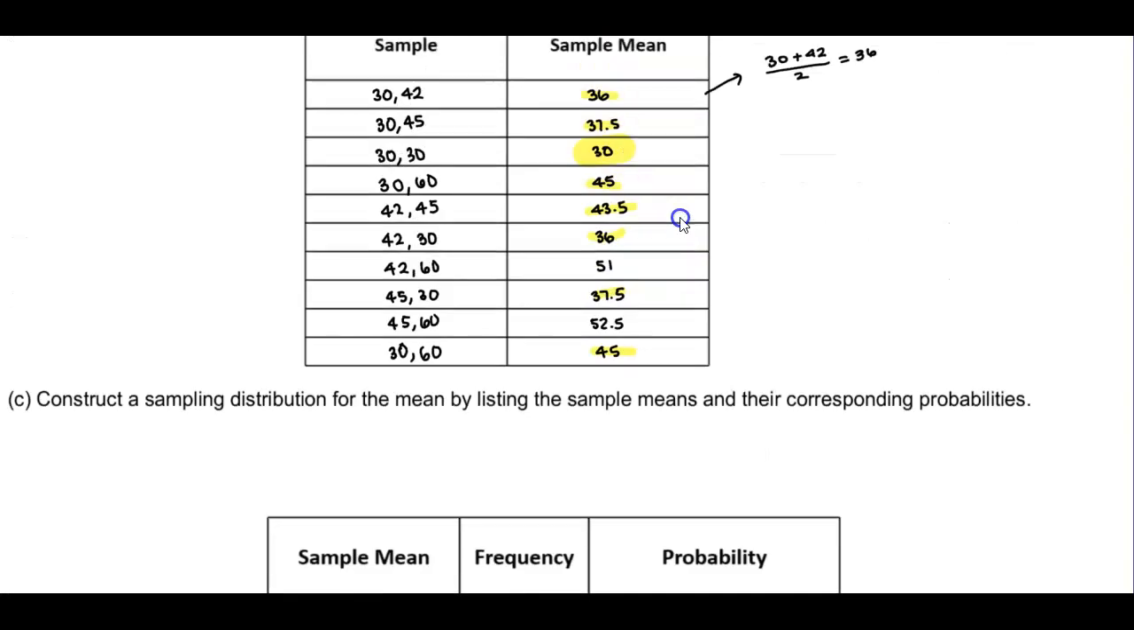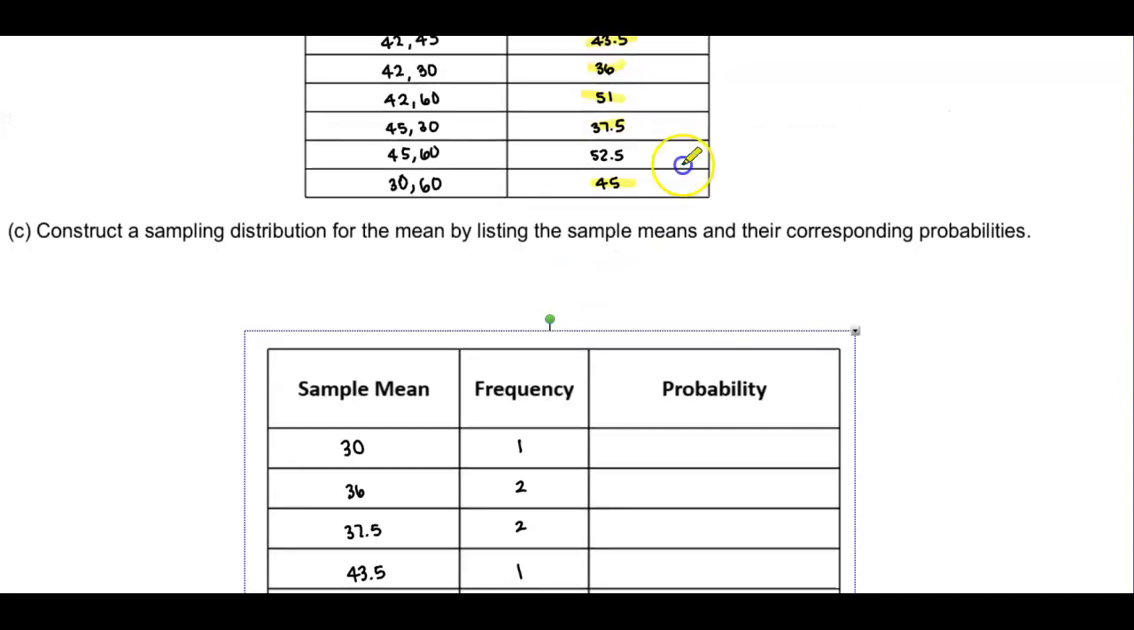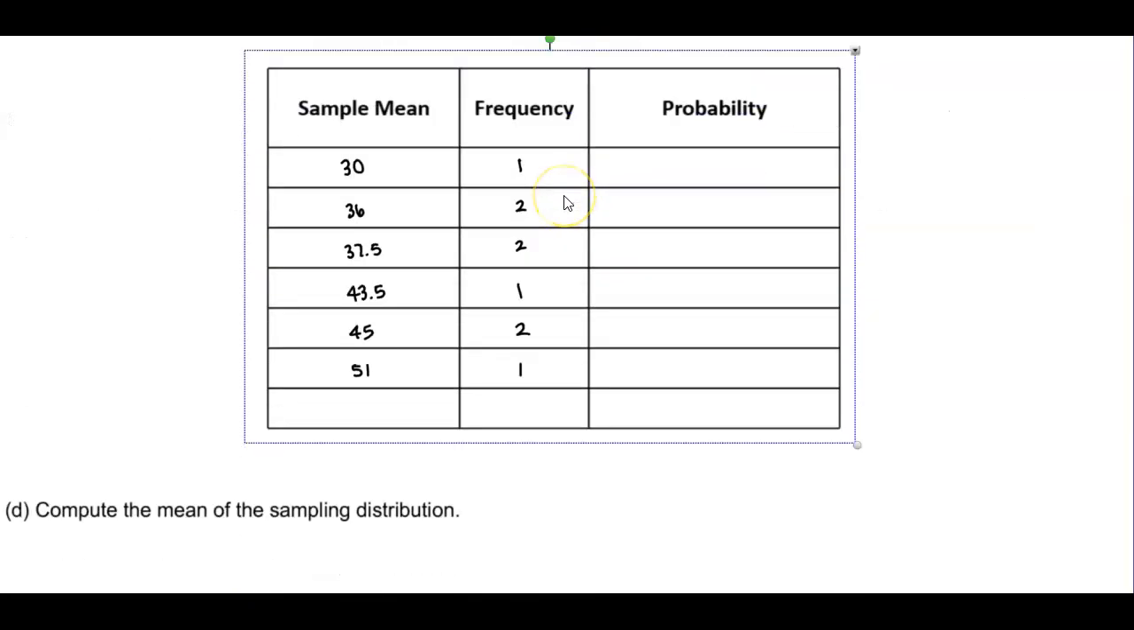And then we have 51, and there's one of those. So we have 55, and there's one of those. And the last one is 52.5, and we only have one of those.